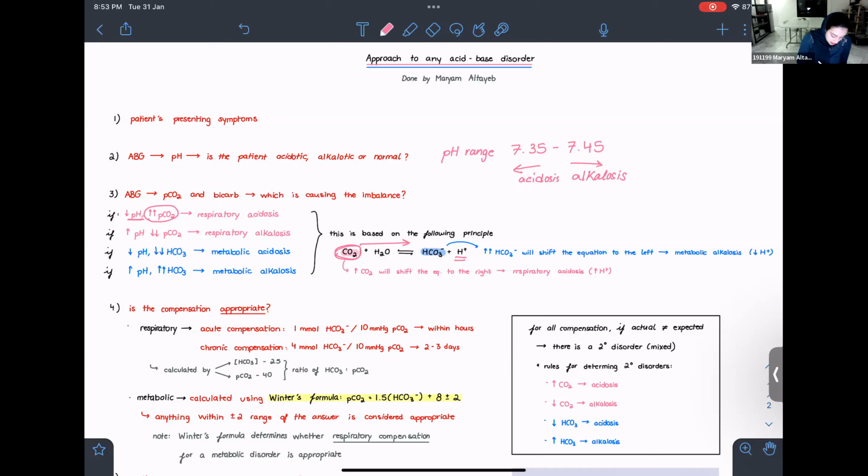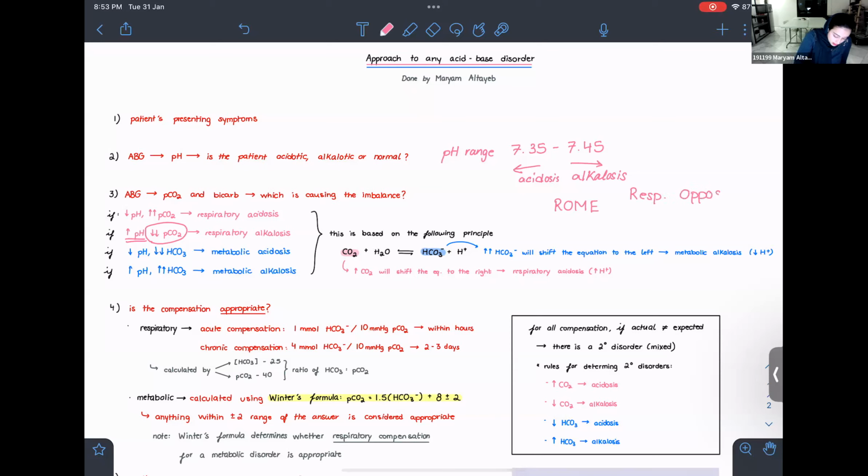Okay, what if we look at the other end? What if pH is high? I'm going to erase this. Okay, what if pH is high? So it's an alkalosis, but CO2 is low. So this is now a respiratory alkalosis. So you see how the arrows are matching, okay? So in respiratory cases, it's always the opposite. Another mnemonic for it is RO, okay? So the arrows are going to go in opposite directions. So in respiratory, they're opposite.